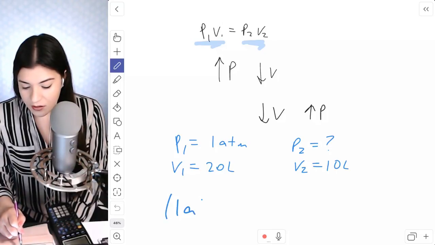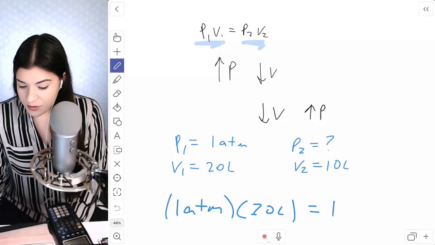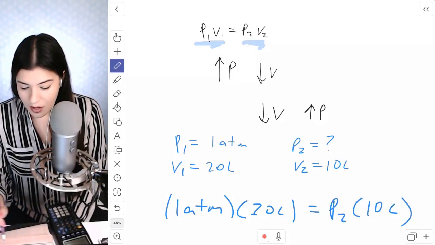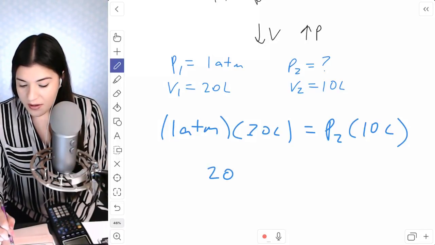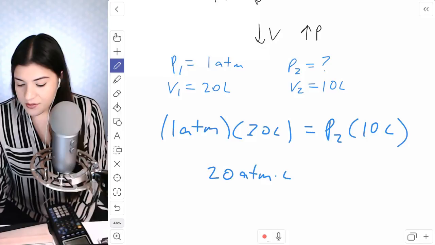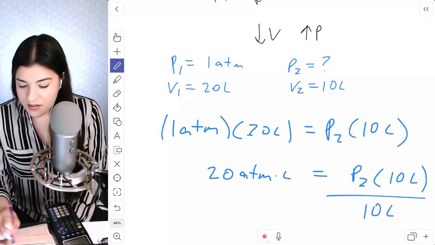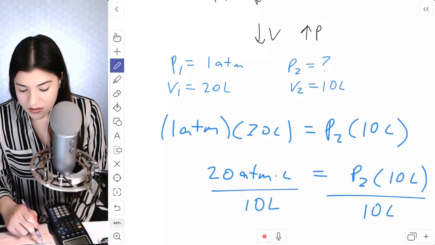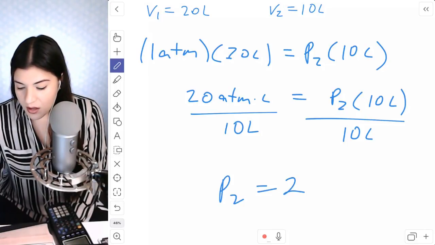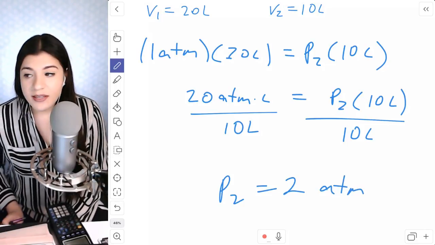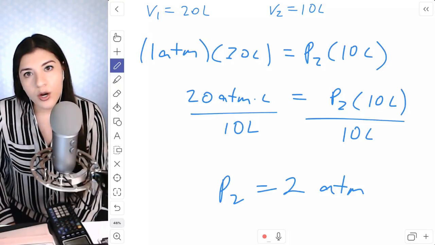So this would be 1 atmosphere times 20 liters is equal to P2 times 10. I would multiply, which gives us 20 atmospheres times liters, and then I divide by 10 liters, and this really just cancels out to 2. So P2 is equal to 2 atmospheres. Right then and there, you can tell that if we chop the volume in half, we double our pressure.